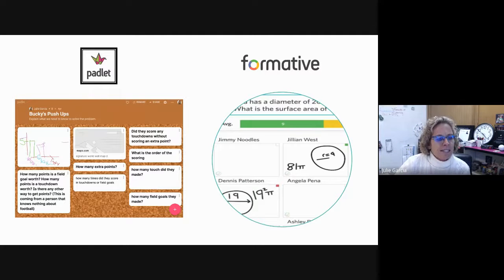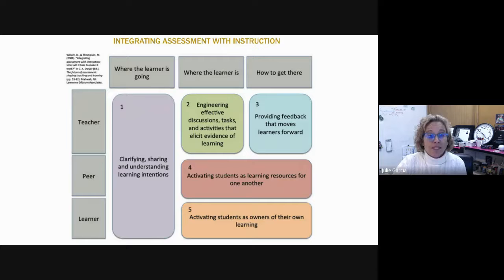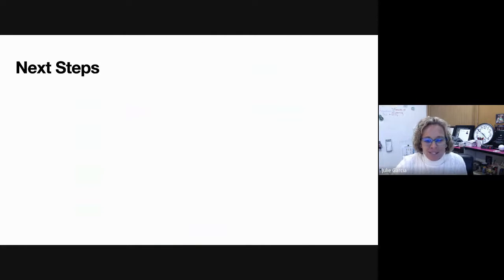So here's just an example of, say, a Padlet, where you can push things to different types of responses, and they're shared responses so students can see what other people are thinking. And then of course formative with the drawing types of things. So I'm going to skip this one for now because we're out of time.